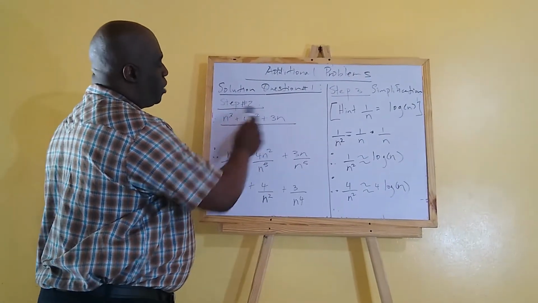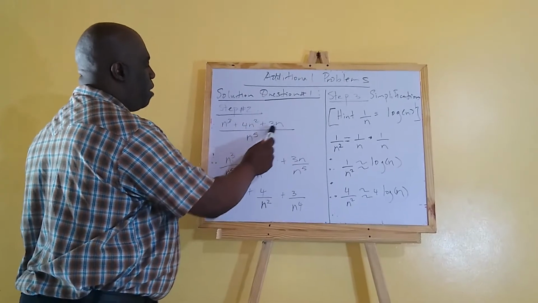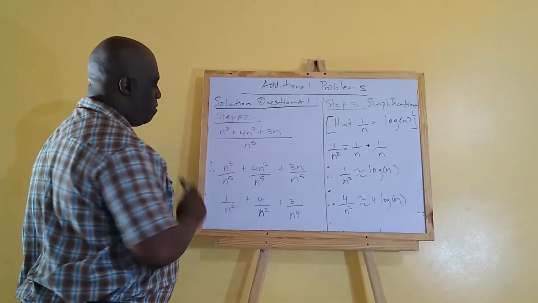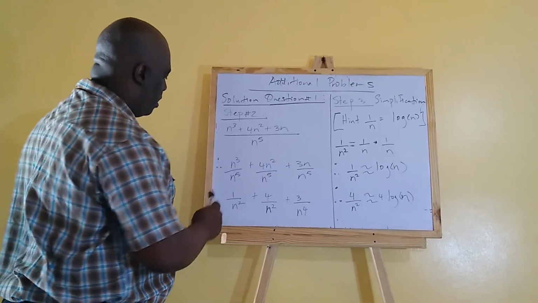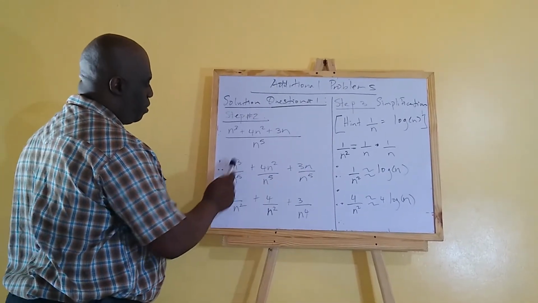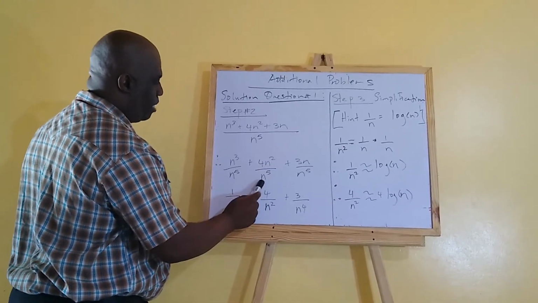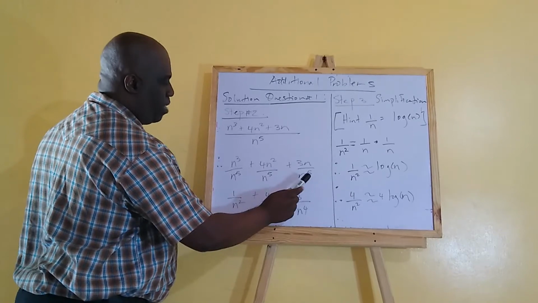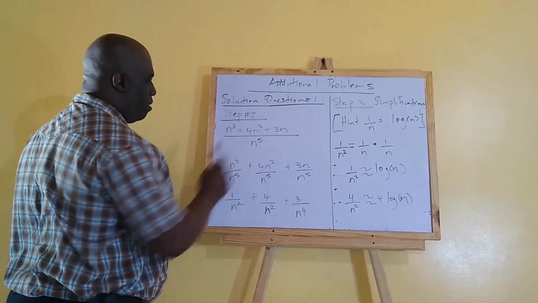Alright, so in moving to step 2, what we can now do is simplify n cubed plus 4n squared plus 3n all over n to the 5th. Now because n to the 5th is a common denominator, it's simple to say that we have n cubed over n to the 5th plus 4n squared over n to the 5th plus 3n over n to the 5th. See that? Because n to the 5th is common to each of them.